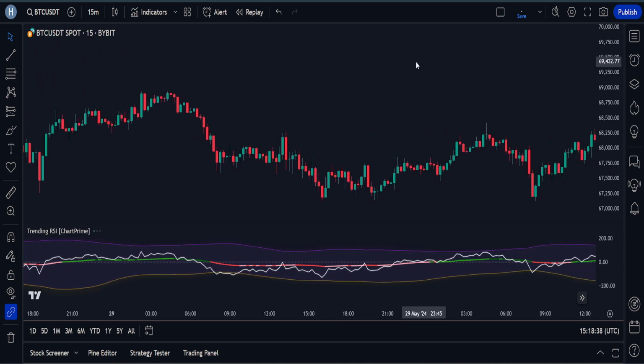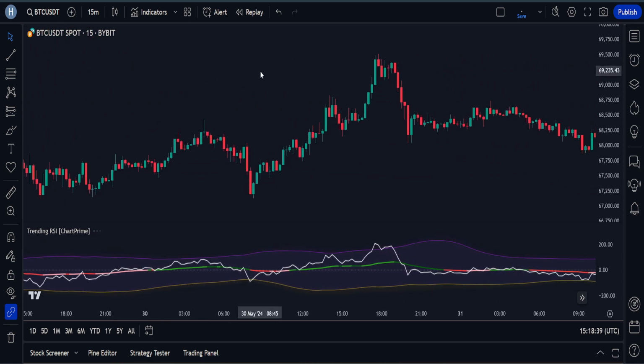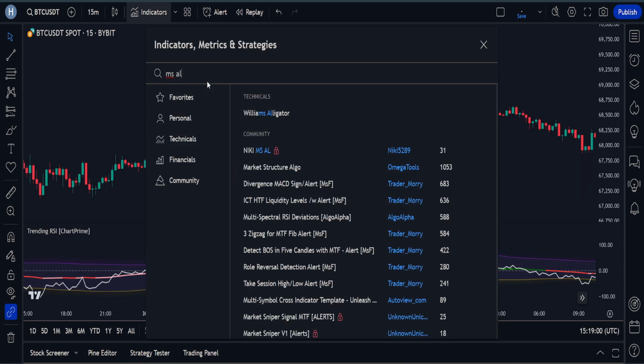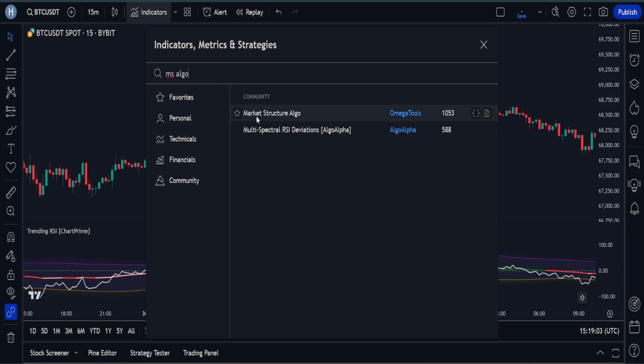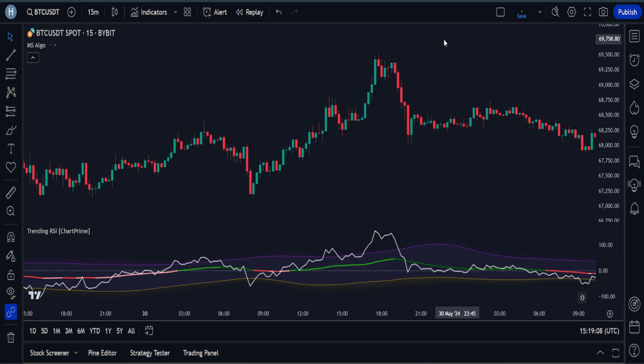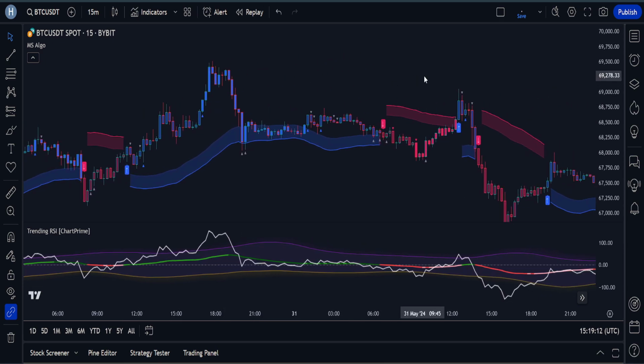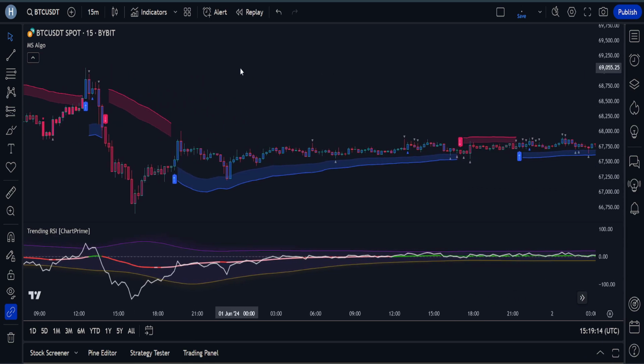So now, let's add the unique indicator I talked about in the beginning of this video to our trading chart. For that, we will open the Indicators tab again. Here, search Market Structure Algo. After that, add the one created by Omega Tools to your trading chart. We'll use this indicator to identify pullbacks in the market. We will not be changing any setting of this indicator, and we'll use it as it is in our trading strategy.